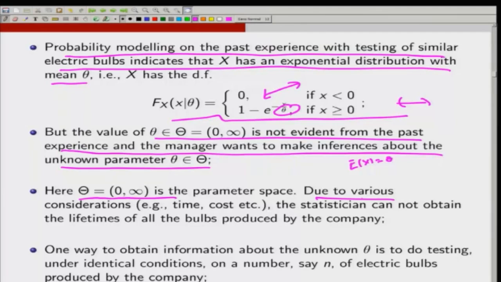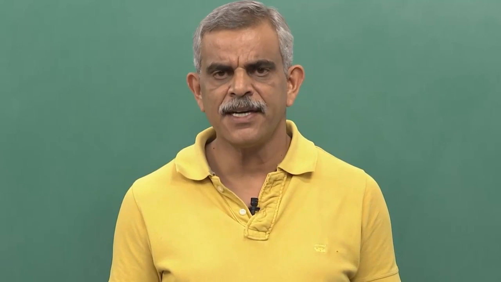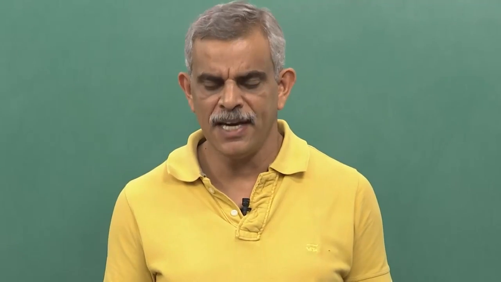Now, due to various considerations which I explained before, like time and cost, the statistician cannot obtain the lifetimes of all the bulbs produced by the company. It would be too expensive. Even if you do it for a year, it may be too expensive. So one way to obtain information about the unknown theta is to do testing under identical conditions on a number, say n, of electric bulbs produced by the company. So I pick n bulbs at random, conduct the experiment on them, and observe their lifetimes.